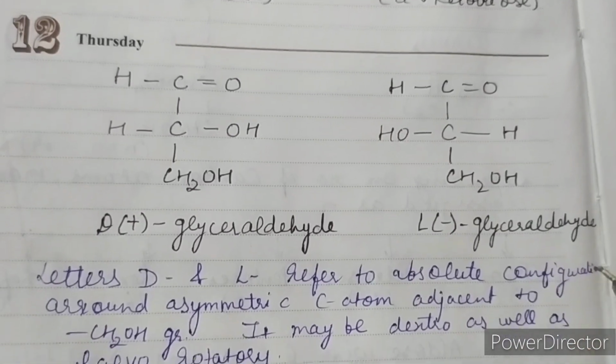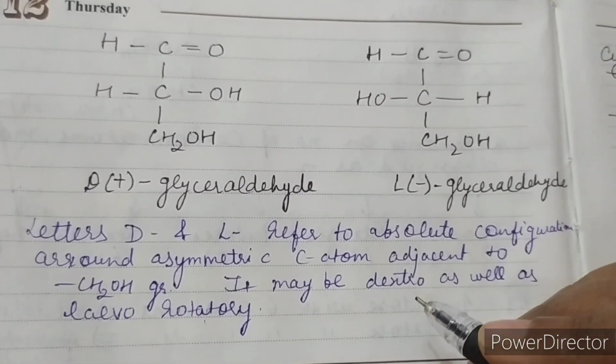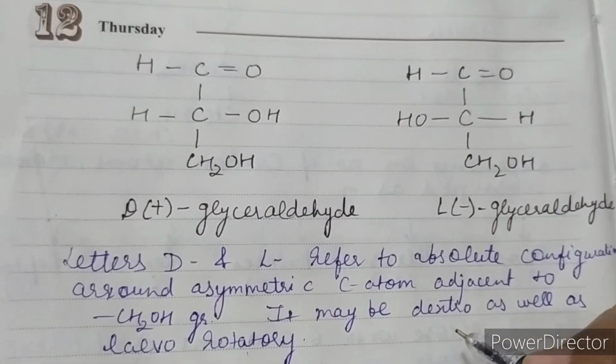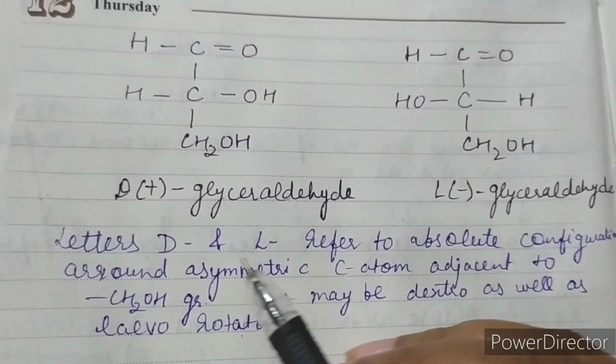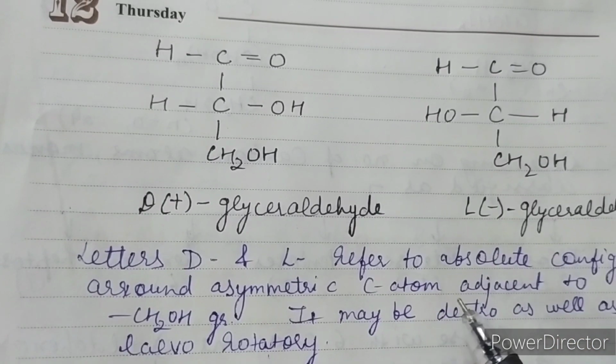Now but these D and L forms do not refer to dextrorotatory and levorotatory. In fact, they just refer to the absolute configuration around the asymmetric carbon atom.